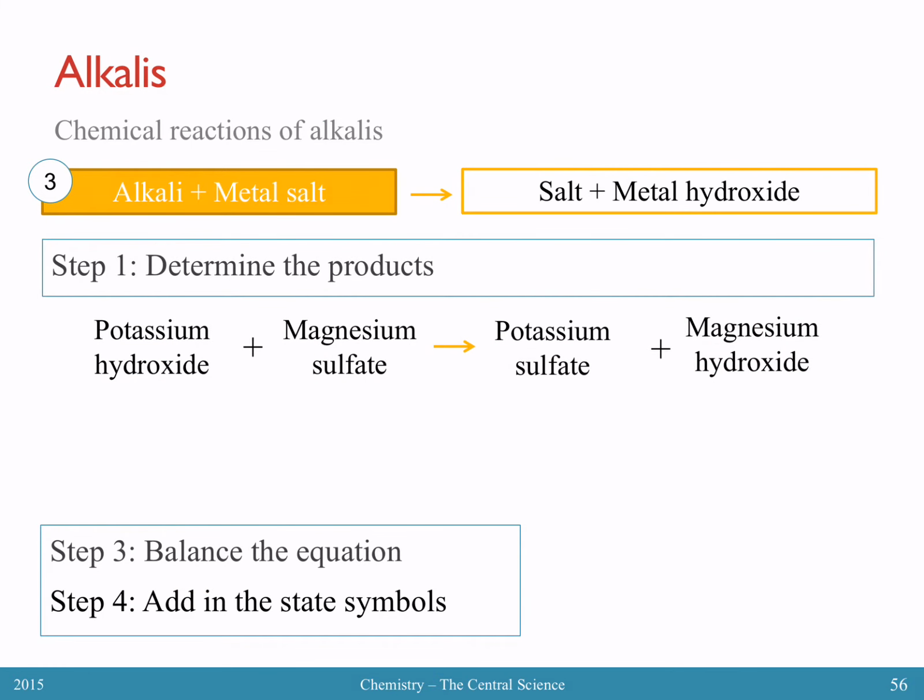So let's try and determine the products. Potassium hydroxide reacts with magnesium sulfate, giving potassium sulfate and magnesium hydroxide. Now, can you write down the chemical formula and balance the equation?